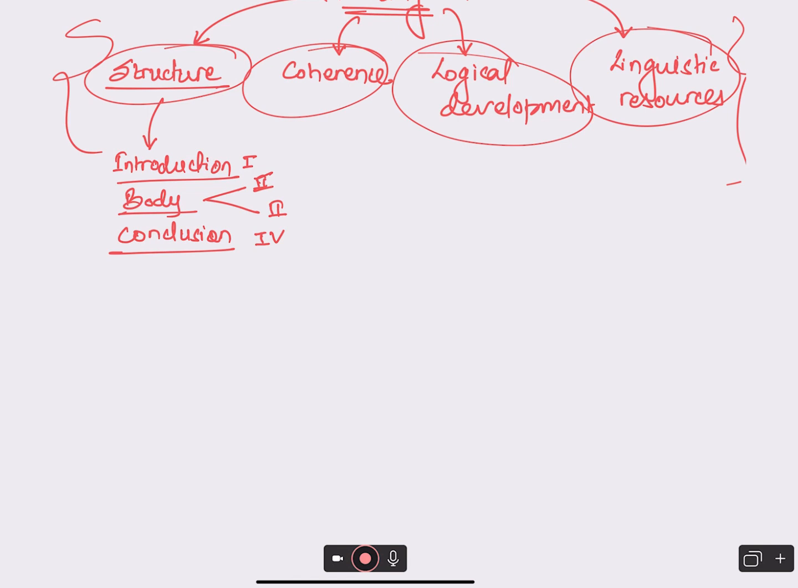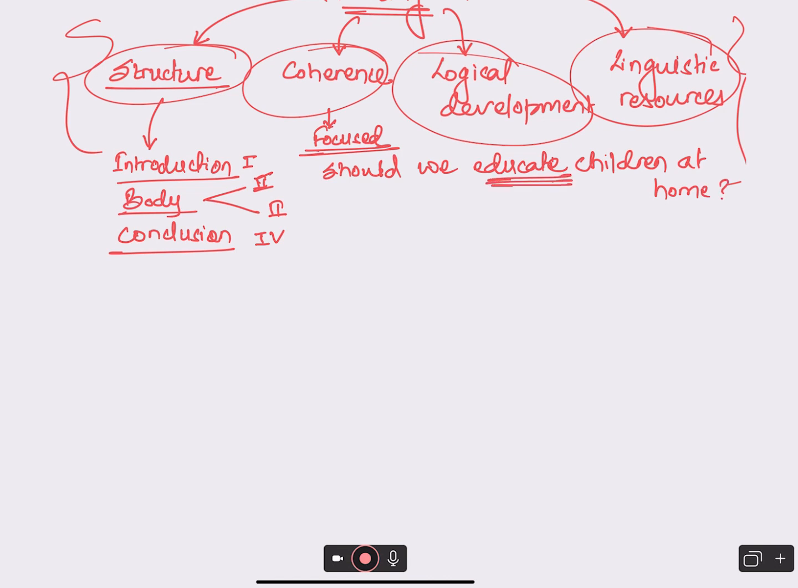Coherence. What it simply means is be focused. Before you start writing the essay, make sure that you understand what is the topic of the essay and what is the focus of the essay. Every time you read a question, you should be able to figure this out. So if you have a question which says, should we educate children at home, then the question here has a topic and a focus. So topic here is education, and the focus is where should we educate children.